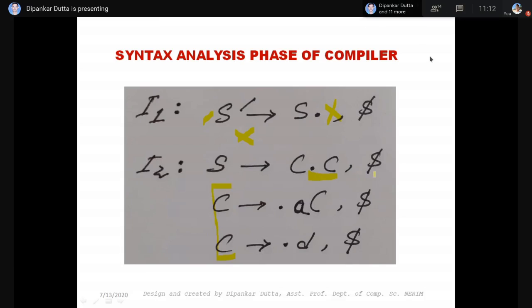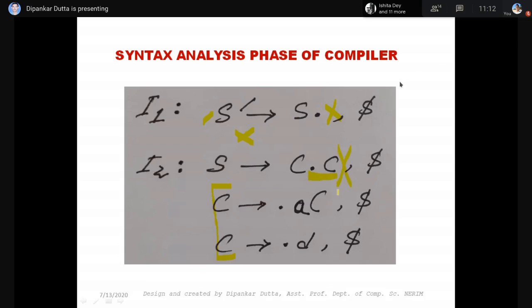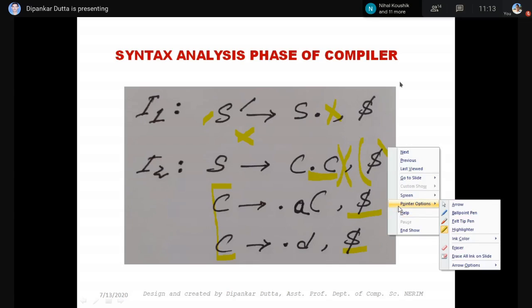Now go for the look ahead. What is the look ahead? So what is the beta here? Beta is nothing. So first of beta dollar means what? First of dollar itself. So what will be the first of dollar? Dollar. I think clear? Is it clear to everyone?